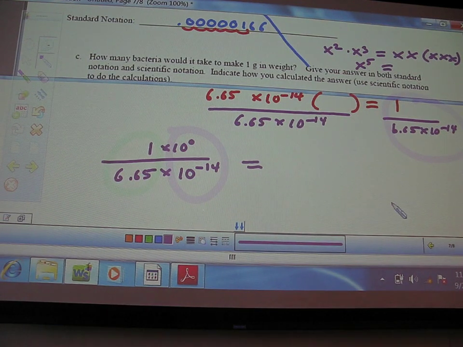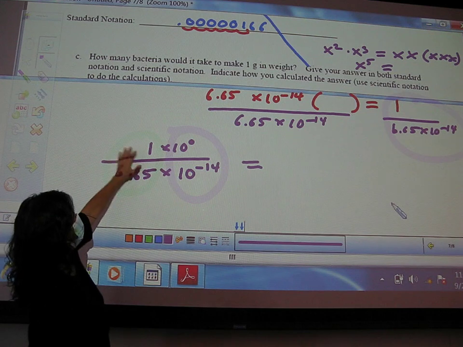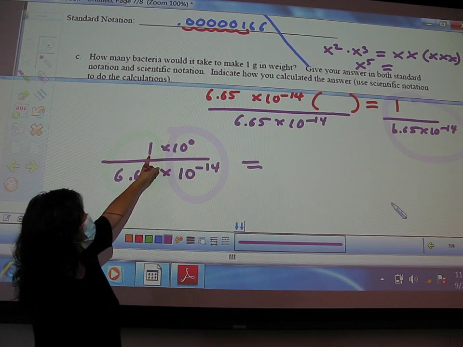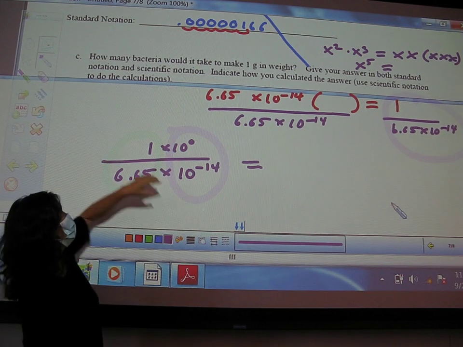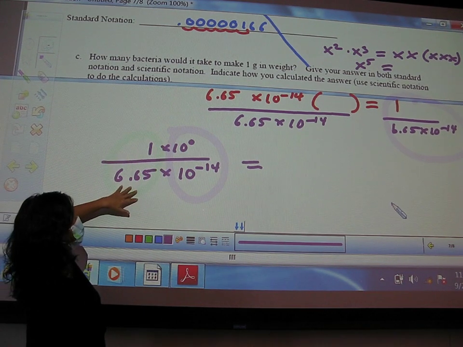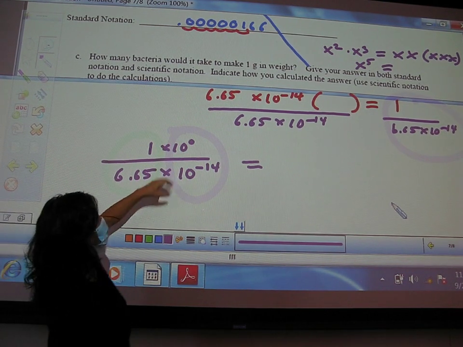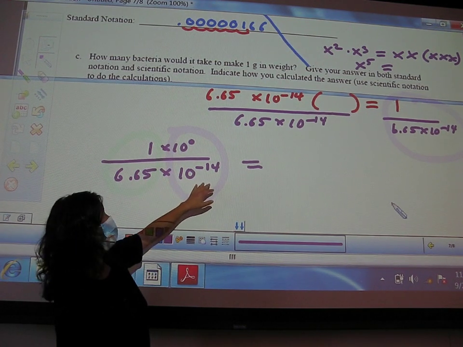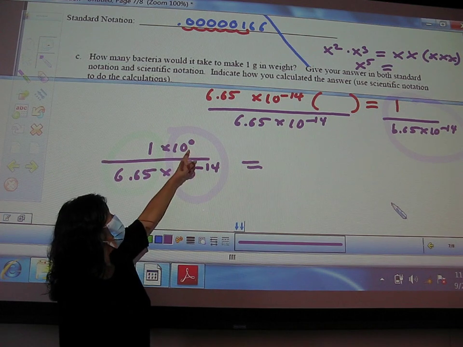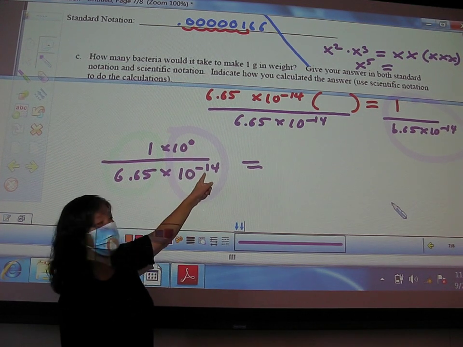Good. So we're going to do 1, which is really 1 times 10 to the 0. 10 to the 0 is just 1. So we're going to do 1 divided by 6.65. And then separately we're going to do 10 to the 0 divided by 10 to the negative 14. And remember, when we divide, we take this part and we subtract that part.